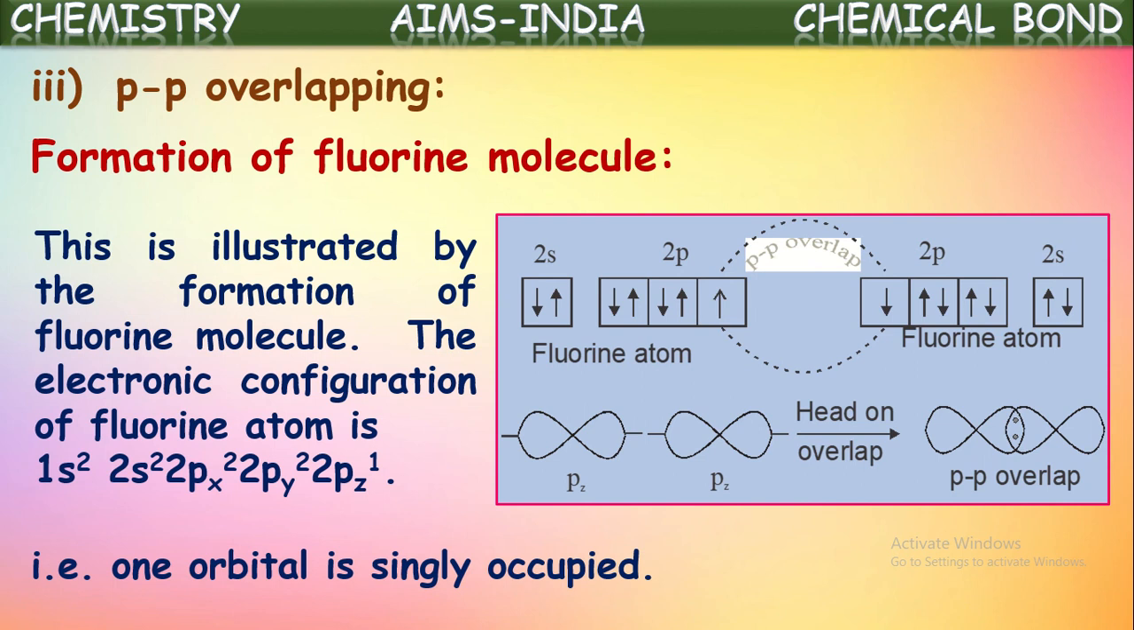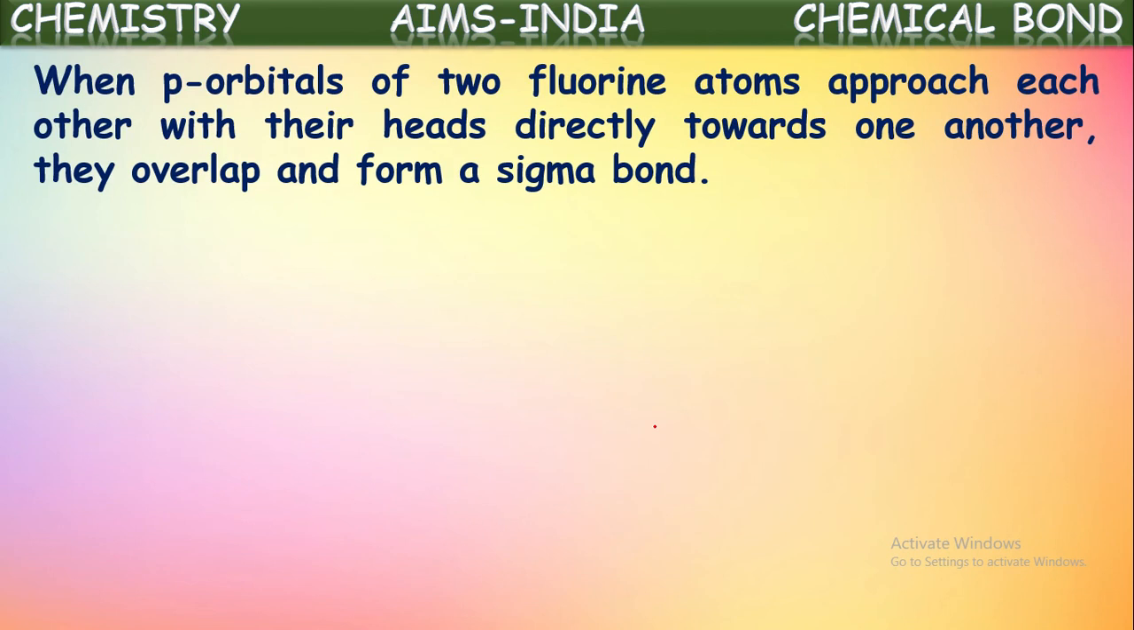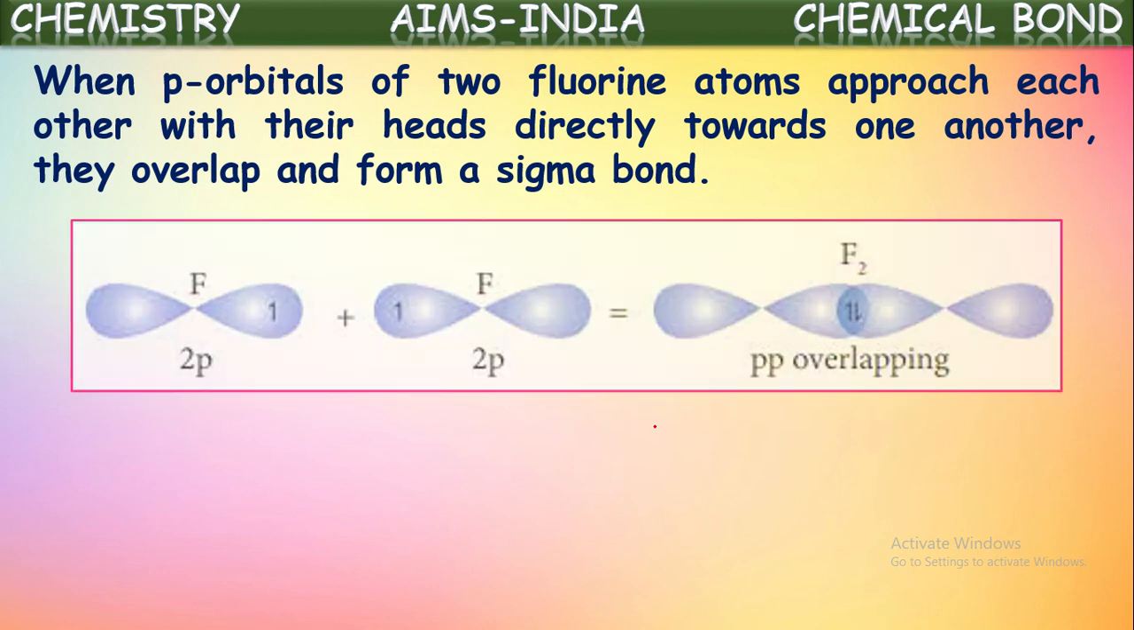So it has one single occupied orbital, that is the 2pz orbital. When two fluorine atoms approach each other, the p orbitals of these two fluorine atoms overlap each other and form a sigma bond like this.